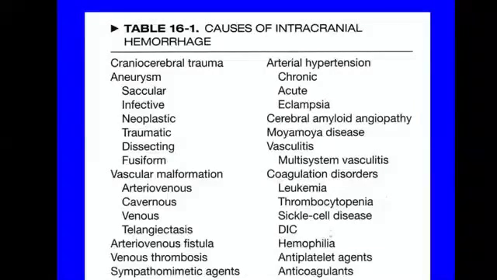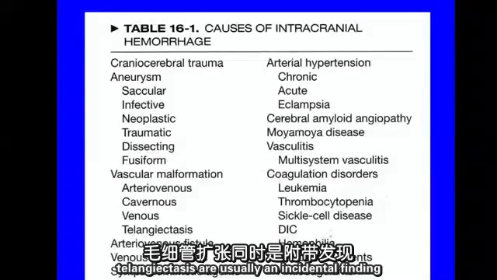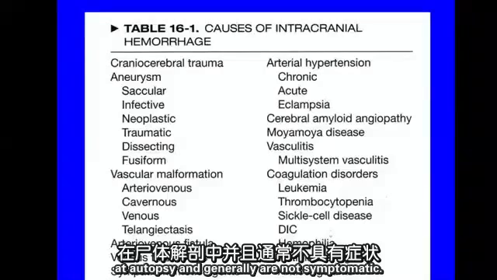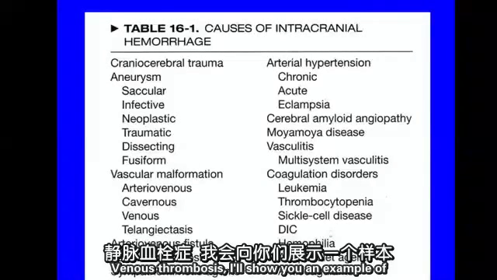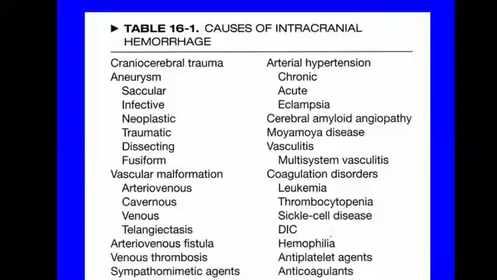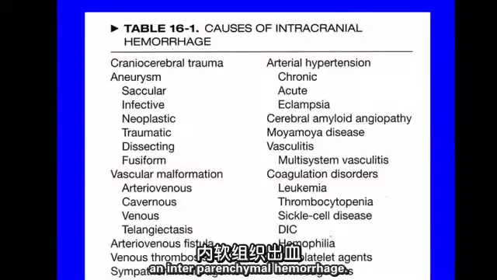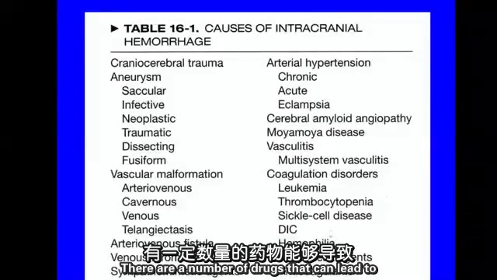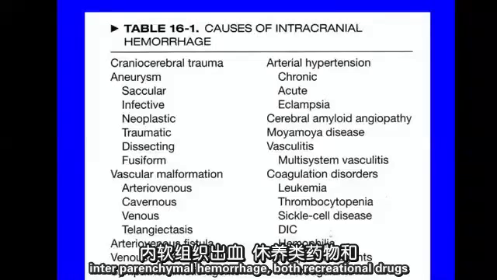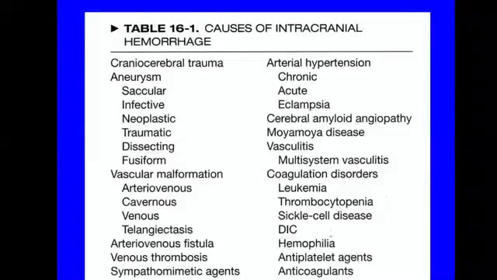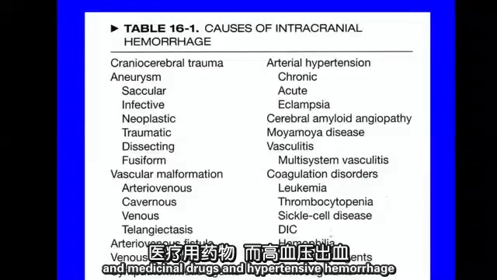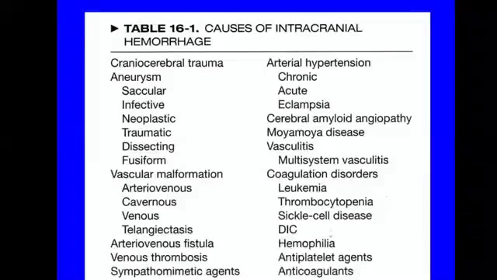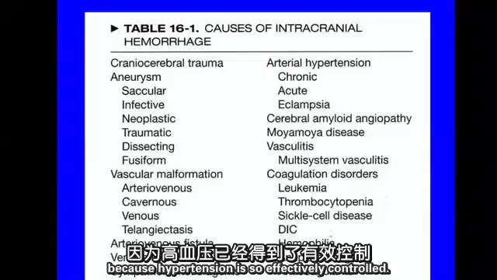Venous angiomas and telangiectasias are usually an incidental finding at autopsy and generally are not symptomatic. Venous thrombosis, I'll show you an example of how venous thrombosis can look like an intraparenchymal hemorrhage. There are a number of drugs that can lead to intraparenchymal hemorrhage, both recreational drugs and medicinal drugs. And hypertensive hemorrhage we still see less frequently than we used to because hypertension is so effectively controlled.